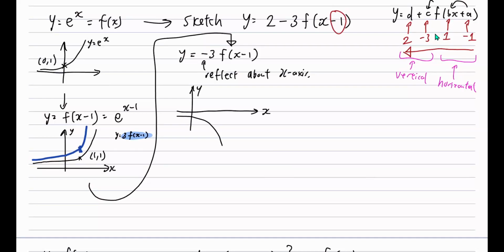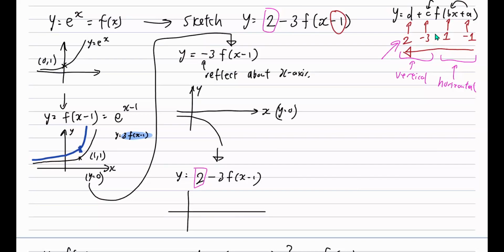Is that okay? There's still an asymptote y equals 0. Then after you reflect, you still have the next transformation, y equals 2 minus 3f(x minus 1). So what happens when you have that plus 2? It's a d. D means move up how many units? By 2 units. Here currently you have a horizontal asymptote y equals 0. So if you move up 2 units, what do you get?